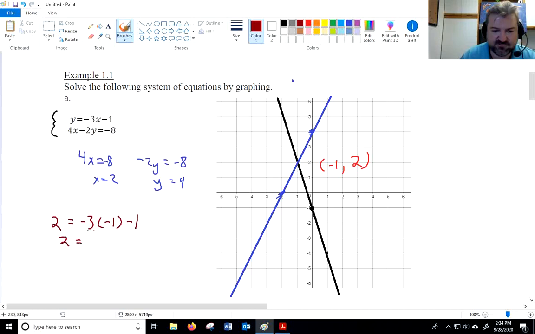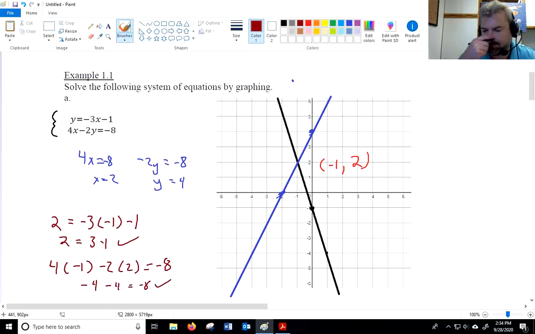Does 2 equal, let's see here, negative 3 times negative 1 is a positive 3? Yeah, that's definitely true. All right, now we'll try the bottom equation. Put a negative 1 for x, a positive 2 for y. And this is supposed to equal negative 8. So it's a negative 4 minus 4. Well, that does equal negative 8. So we found that this point is a solution to both equations. Remember, a solution is a point where you plug in the x and y values, and it gets a true statement.